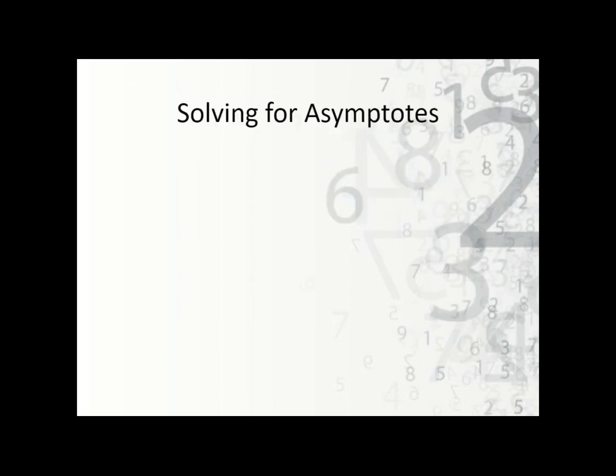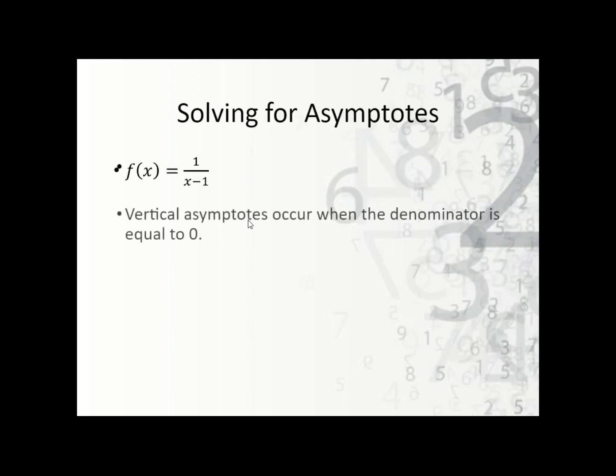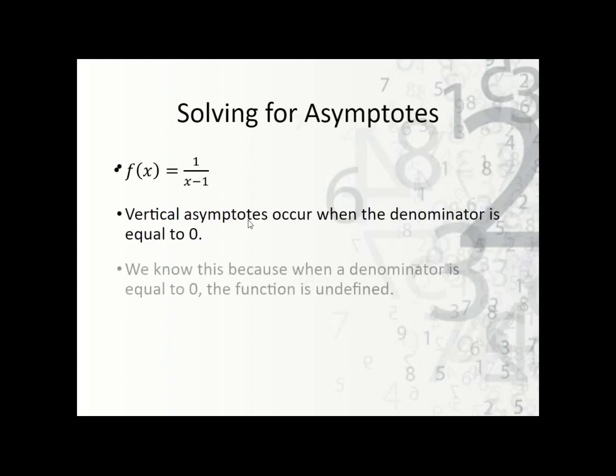So let's talk now about how we can solve for asymptotes. If we're given a function like f of x equals 1 over x minus 1, we need to recognize where the vertical asymptotes occur, and they occur when the denominator is equal to 0. We know this, again, because when the denominator is equal to 0, the function would be undefined.